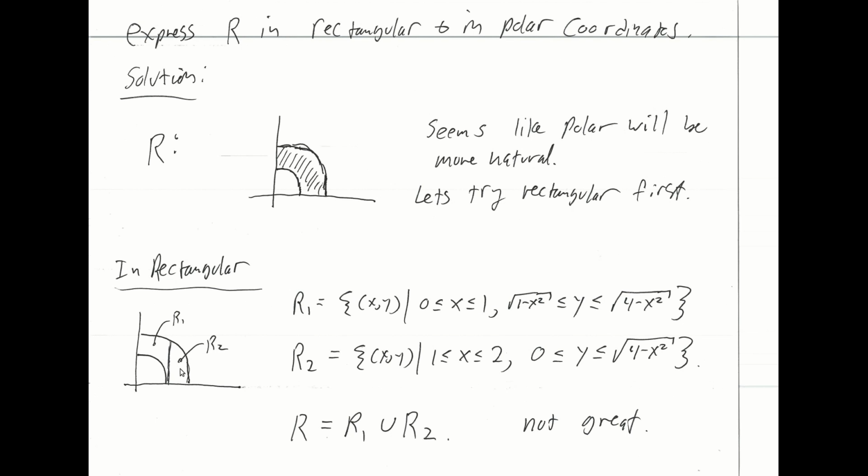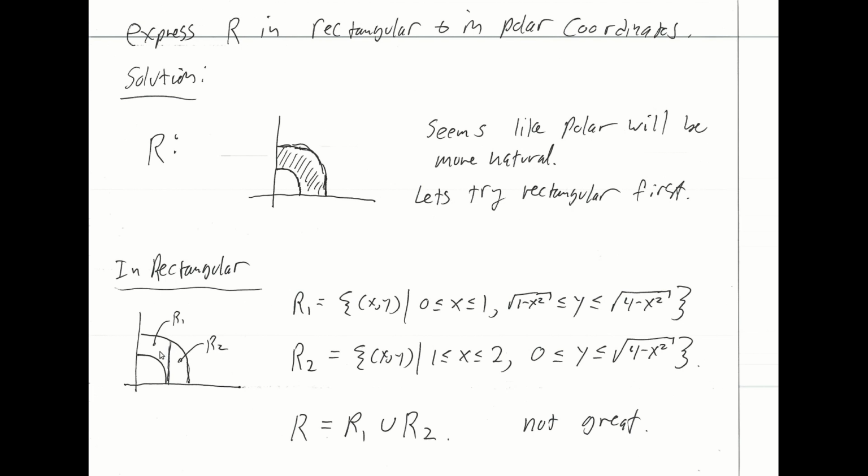I'm going to name these two regions R1 and R2. R will ultimately be made up of their union. We haven't talked much about set theory operations. The union just basically means take these two regions and stick them together. So take all the points that are in either of them and combine them into a union.